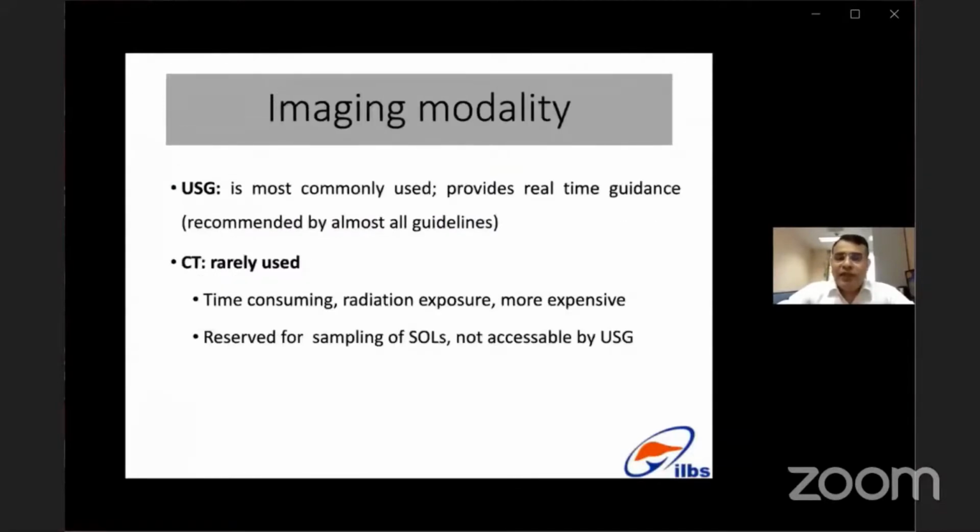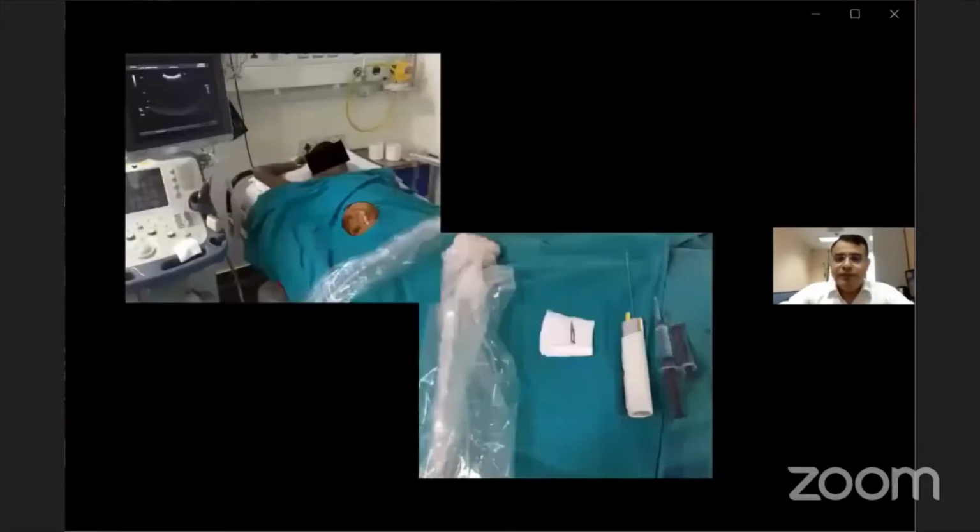Then coming to imaging modality, ultrasound is the most commonly used, CT is rarely used, and this is how a patient is prepared. You can see here the ultrasound machine is by the side of the patient. The patient is lying supine on the bed. The hands are comfortably kept above the head, and the abdomen is prepared, and there is a nice big drape so that you don't contaminate any of the surface. The surface is cleaned with betadine.